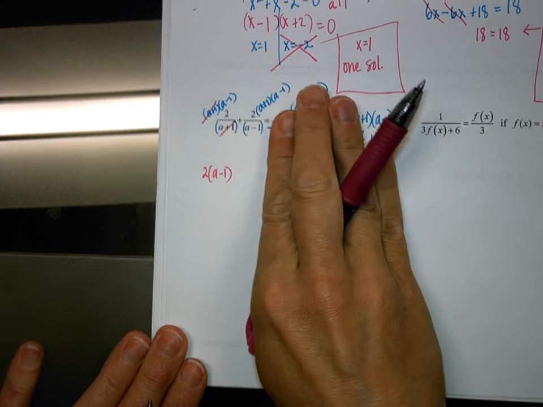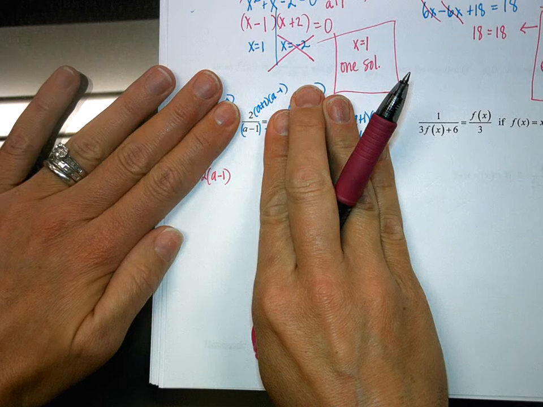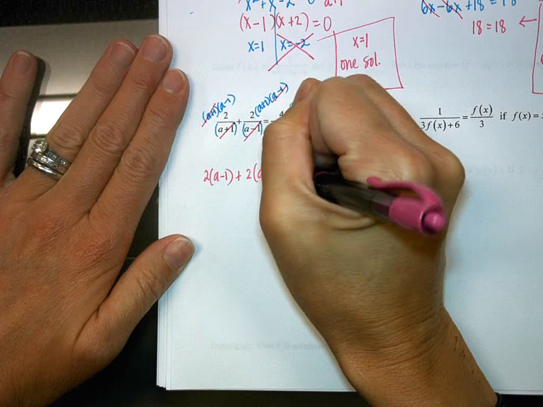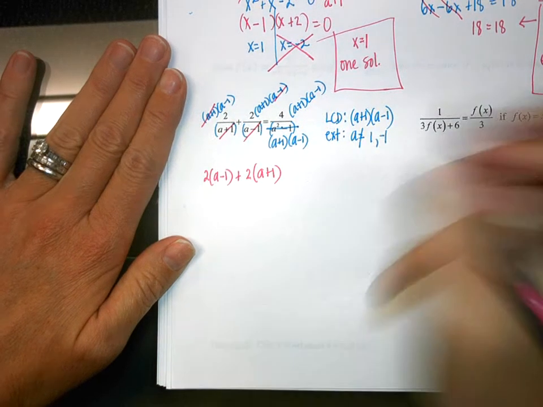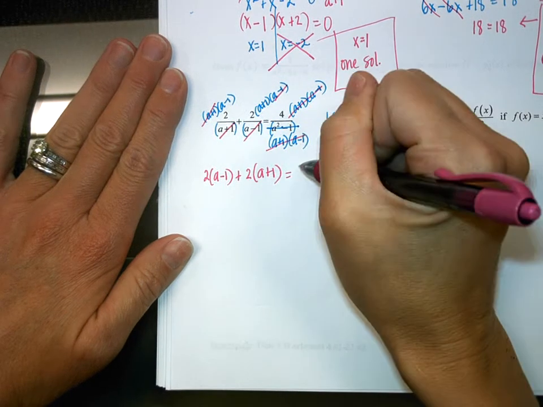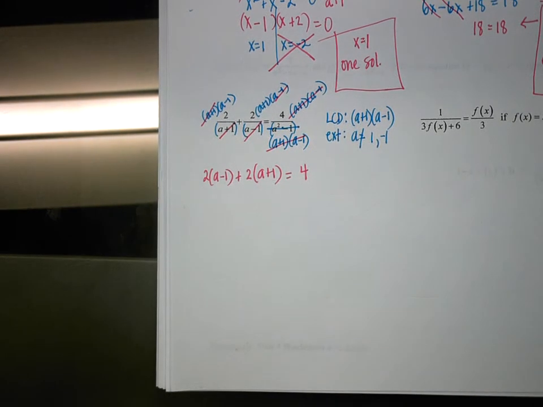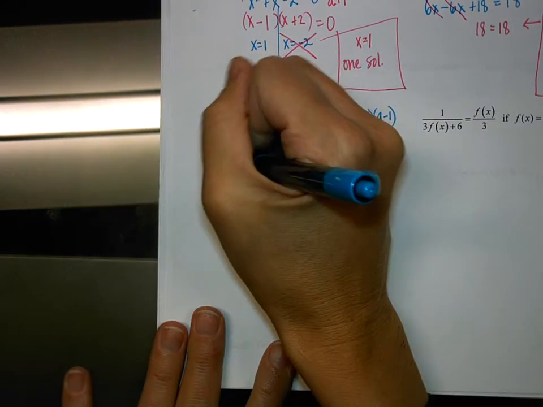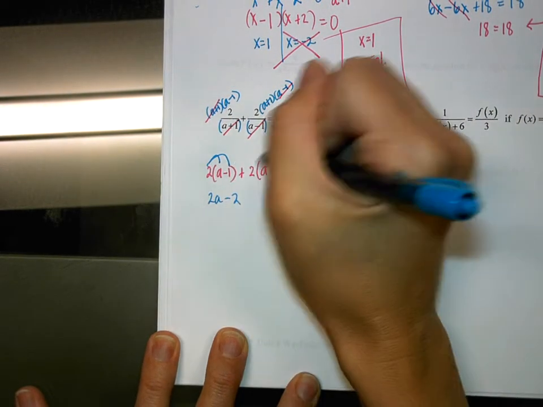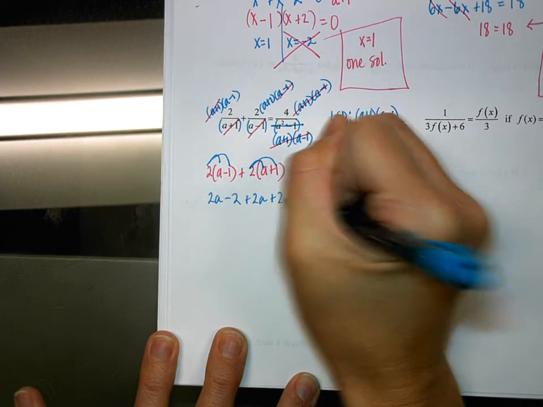Okay, so this next fraction, what happens? The a minus 1's can cancel out. And I'm left with plus 2 times a plus 1 equals, and on the last one, what happens? They all cancel out, and we're left with 4. Okay, now what do I do? Distribute. 2 times a is? 2a. 2 times negative 1? Negative 2. 2 times a? 2a. 2 times 1? Equals? 4.